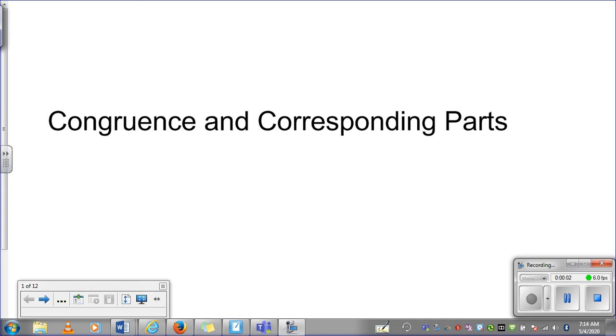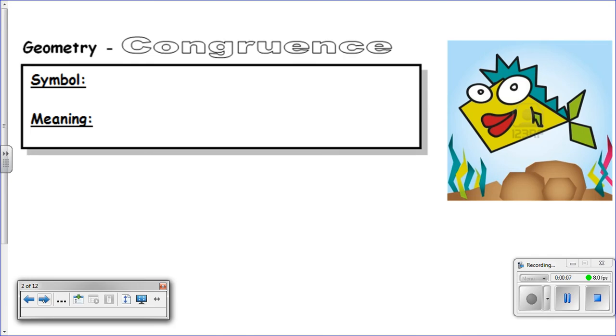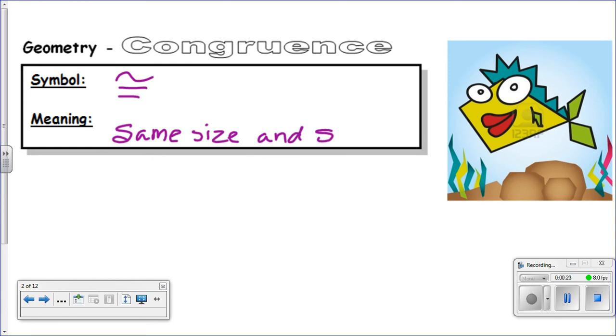Hello, in this video we're going to be talking about congruence and corresponding parts. First of all, we need to know what the congruence symbol looks like. This symbol is made up of two parts, and basically what it means is same size and shape. Same size is actually our equal sign, plus the same shape comes from that symbol, which means similar.